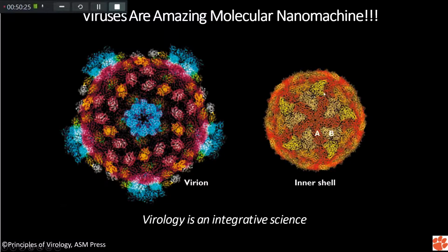Some of the viruses inside an outer shell also do have an inner shell. This is a reovirus, and we're going to talk about why it is an integrative science. When you are solving the structure of viruses, the earlier people tried X-ray crystallography, now it is cryo-electron microscopy. You need engineering to build these machines, and then you need physics background, chemistry background, and lots of computation to decipher these structures. So these structural biologists are very integrative.